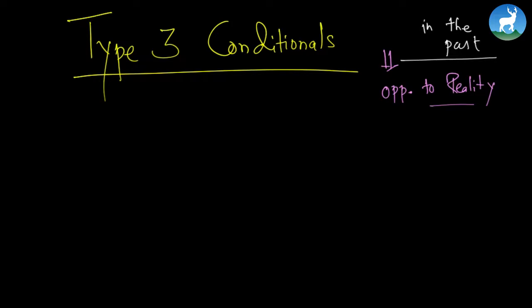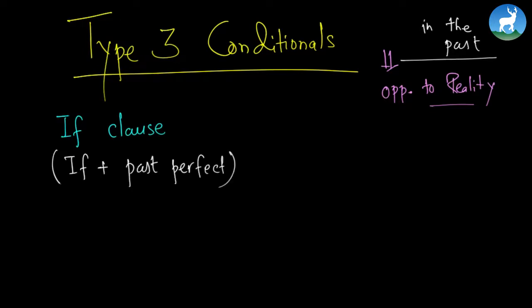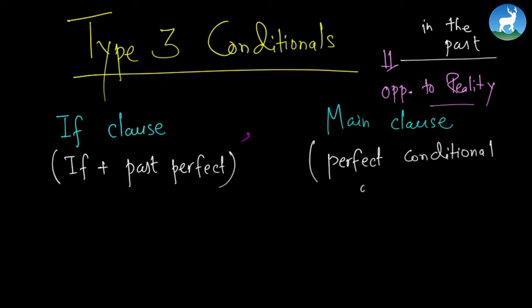So in type 3 conditional sentences, the if clause uses past perfect and the main clause uses the perfect conditional. Sounds good? So let's write that and you'll understand what that means. In the if clause, we have if plus past perfect. And then we need a comma followed by the main clause. And in the main clause, we need perfect conditional or perfect continuous conditional. So let's write some examples.